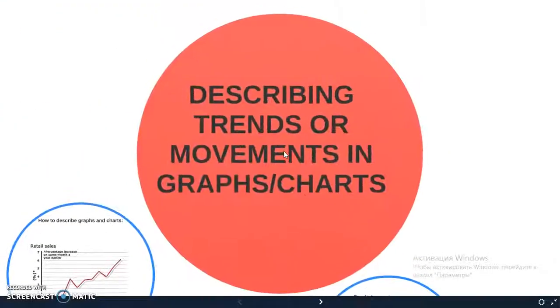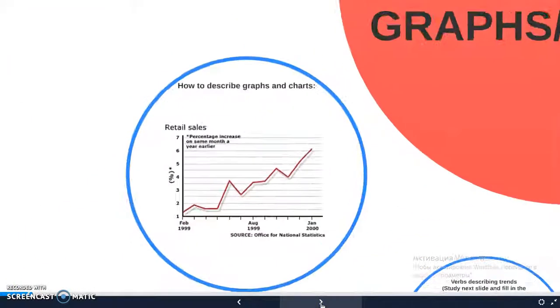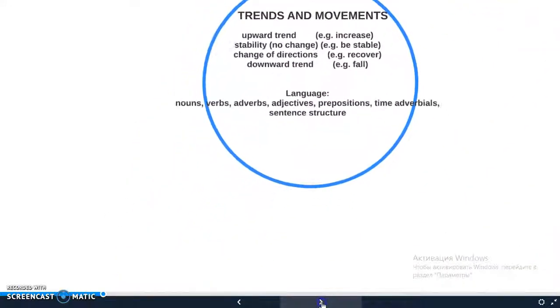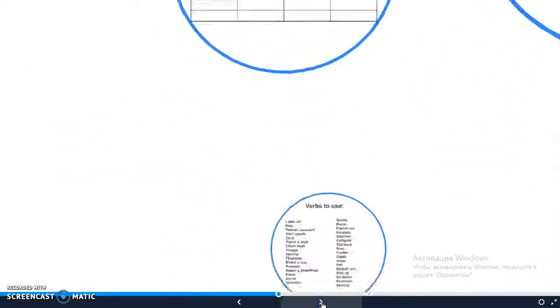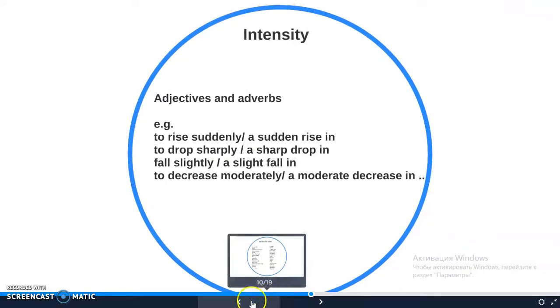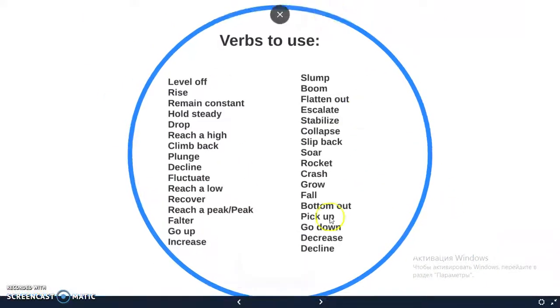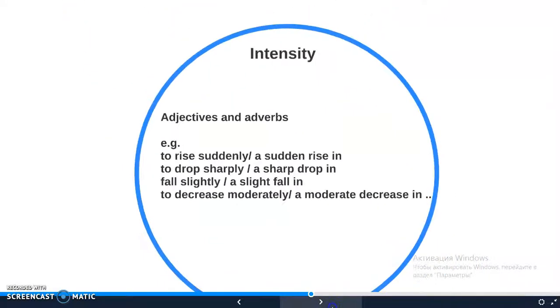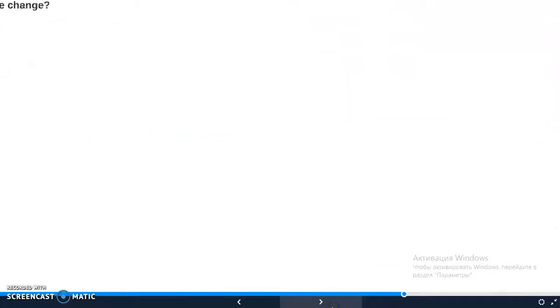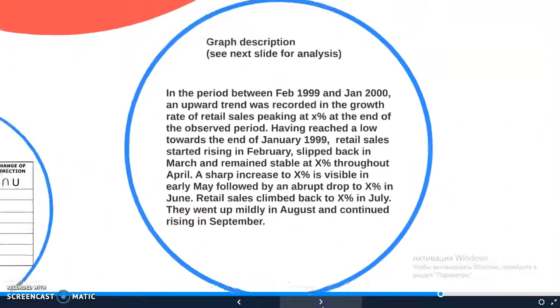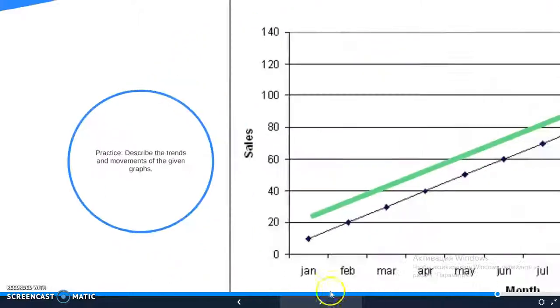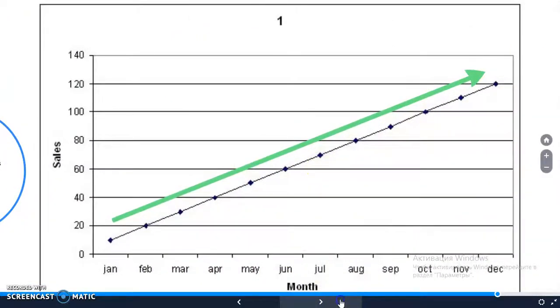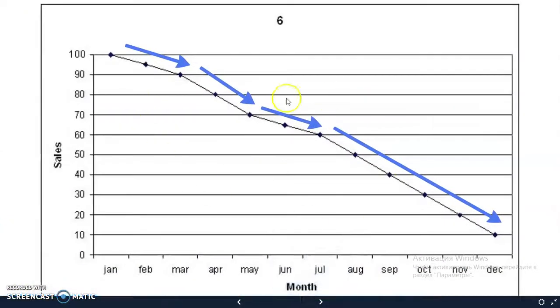So that is all for today, and your task is to write a report about this graph. First you will have to classify the verbs, then you'll have to write a short report about this graph and this graph. It is your home task. So that is the end.